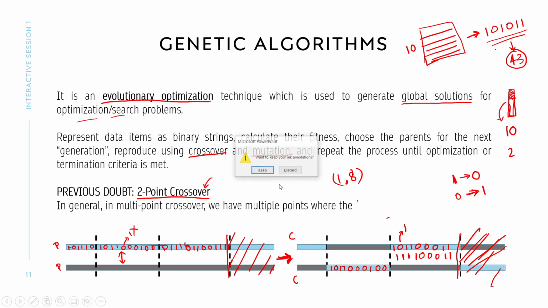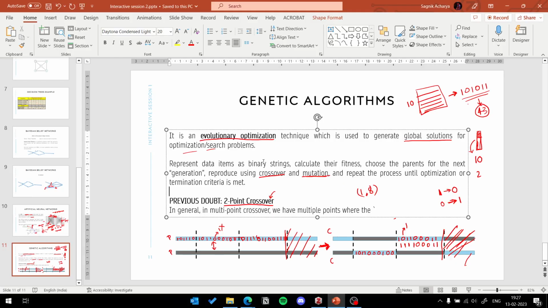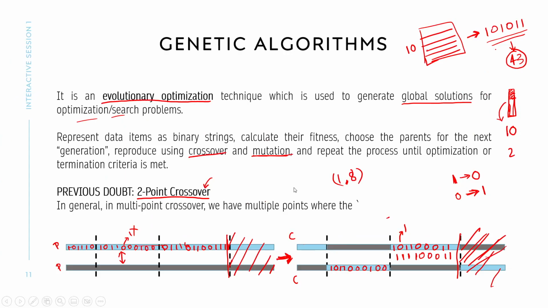I hope that last question clears it up. Now, the fitness function, how do you select it? It is entirely dependent on the problem at hand. There is no general fitness function which should work for all genetic algorithms. It is completely dependent on the problem.